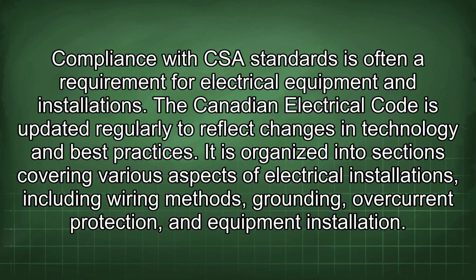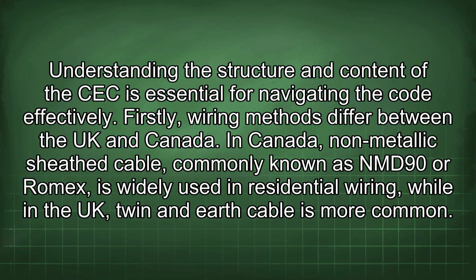The Canadian Electrical Code is updated regularly to reflect changes in technology and best practices. It is organized into sections covering various aspects of electrical installations, including wiring methods, grounding, overcurrent protection, and equipment installation. Understanding the structure and content of the CEC is essential for navigating the code effectively.